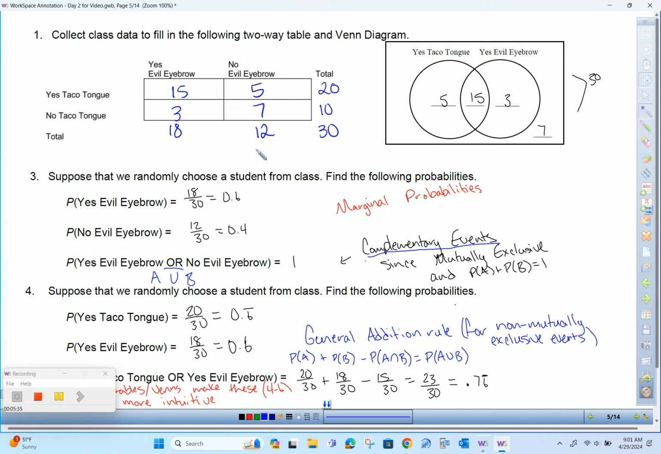Now I want to point out that is not the same thing that's happening in this diagram here, because this was taco tongue versus evil eyebrow. So this is only in the realm of evil eyebrow, okay? But they were complementary because they were mutually exclusive and their probabilities add to 1.